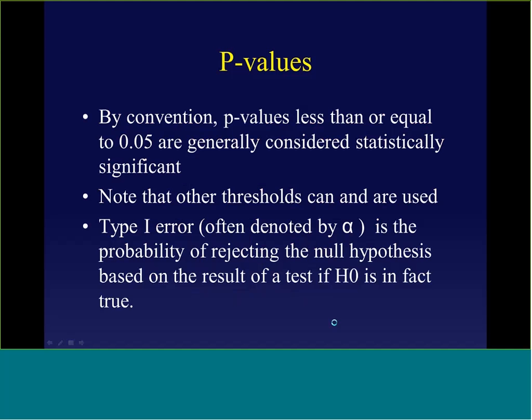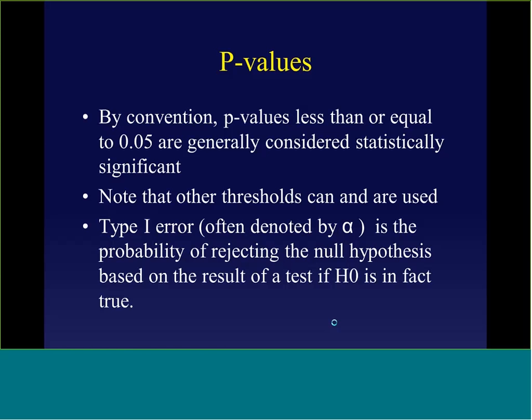By convention, when looking at statistical significance, values of less than or equal to 0.05 are considered statistically significant. Now, this is convention, and it's not written in stone anywhere that this is the value one must use. In fact, I would argue there are times when this value definitely should not be used, and we'll be talking about that in a little bit. Other thresholds can be used, but this is the one that by convention is often considered statistically significant.